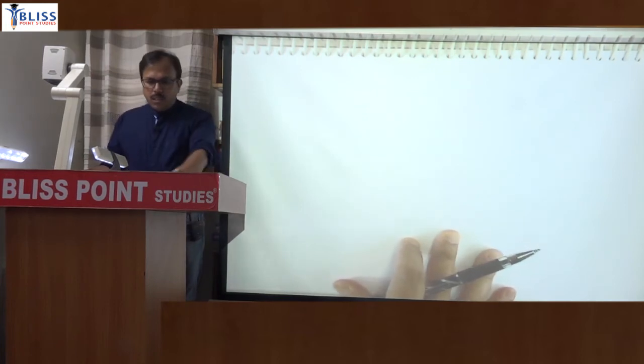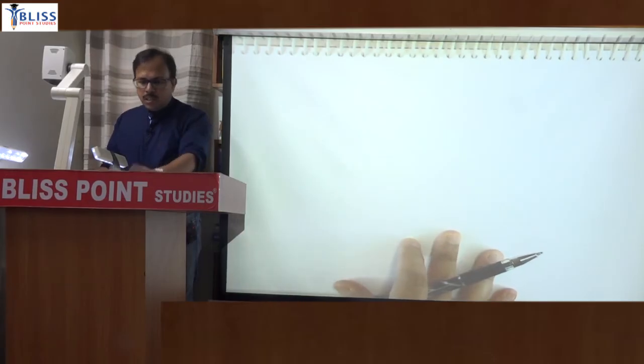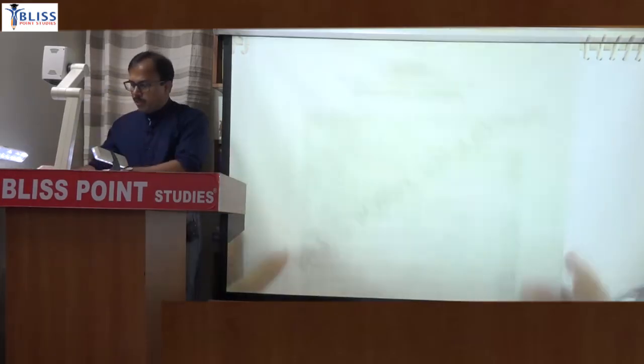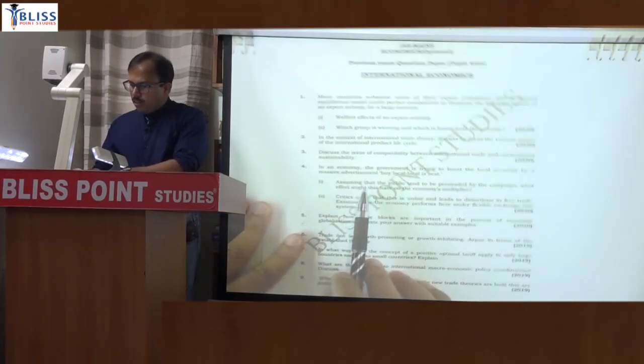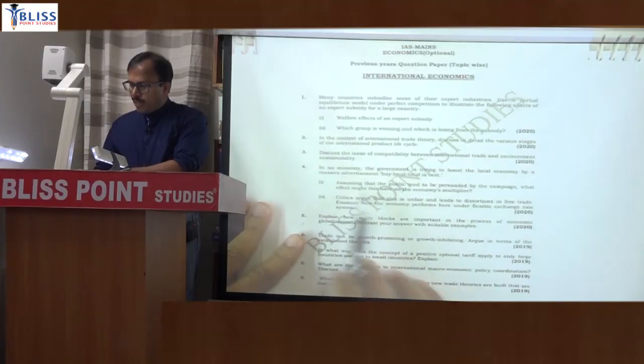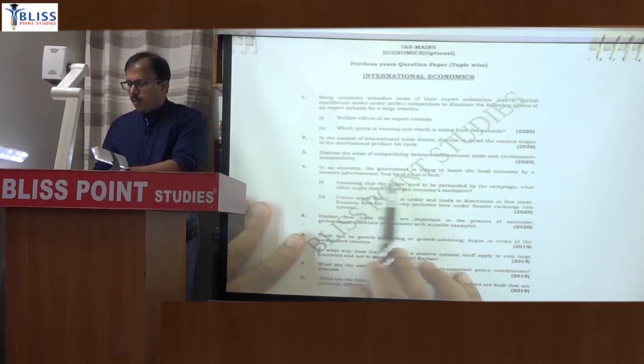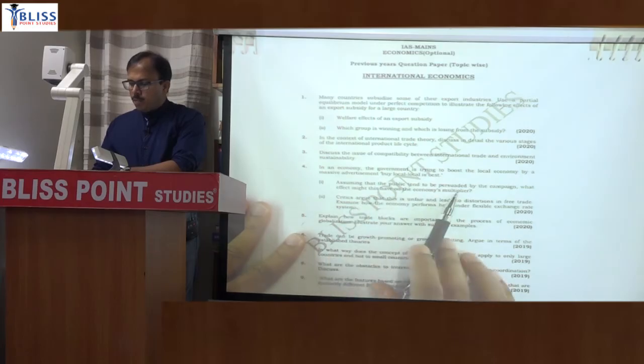Now the other topic, by using that you can answer, I think, this question of 2020, this question number 4. So this question talks about the value of multiplier due to this government campaign of buy local, local is best. What effect might this have on the economy's multiplier?